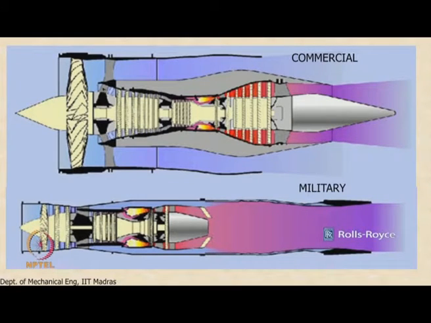So here is a pictorial view of a high bypass ratio engine and a low bypass ratio engine. The low bypass ratio engines are typically employed for military applications, and the high bypass ratio engines are typically employed for commercial aviation applications. Okay, you can see the increase in diameter with increasing bypass ratio, and the consequent increase in the frontal drag.